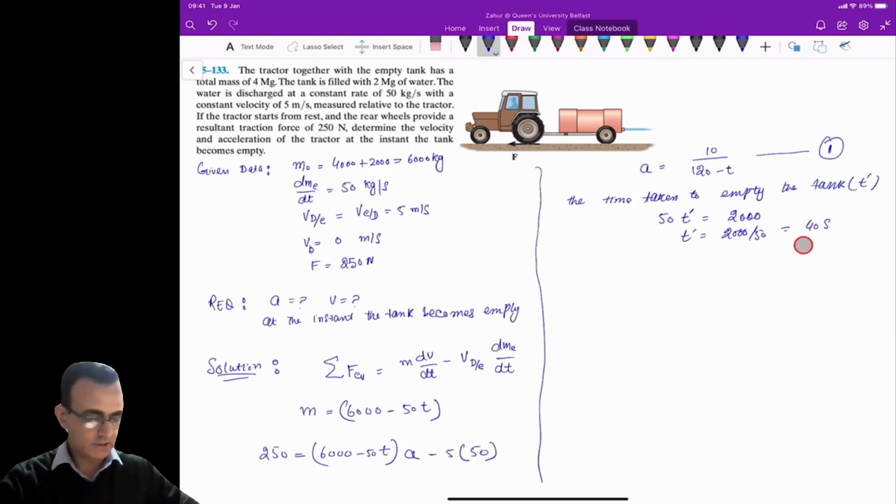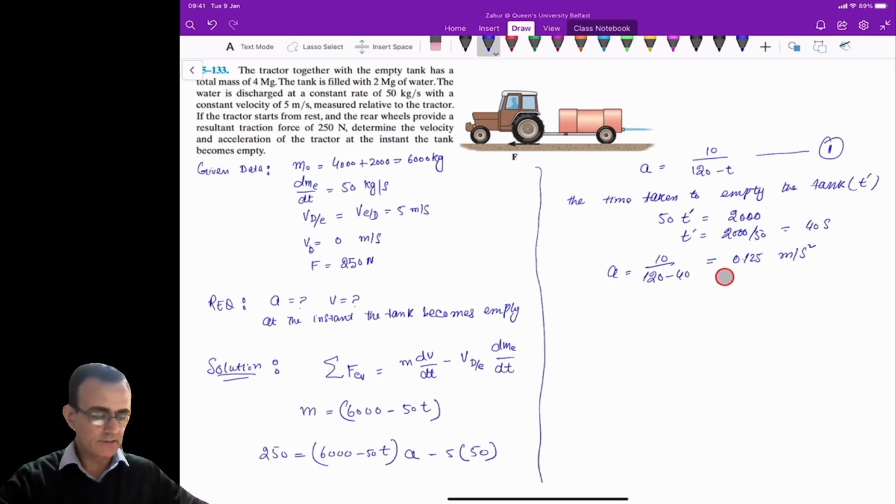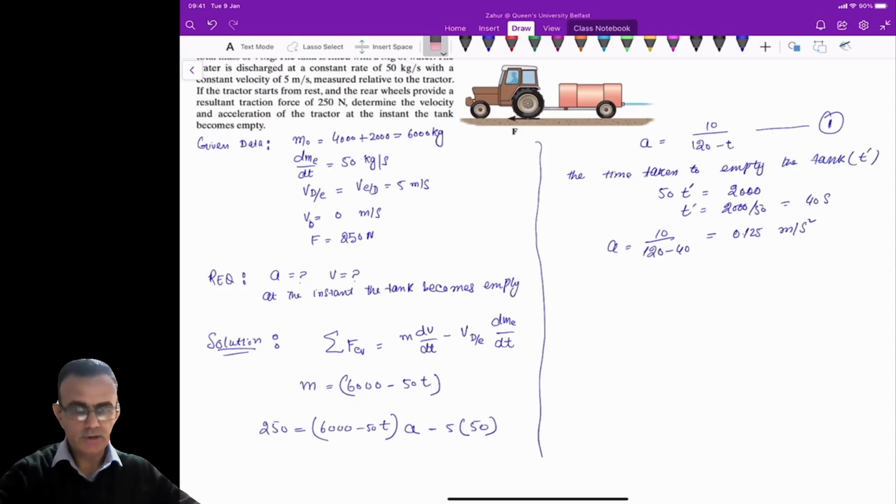So if you put 40 in this equation here, a will become equal to 10 divided by 120 minus 40. So the acceleration will become equal to 0.125 meter per second square. So this is the acceleration that we get here, which was the first thing. And now we need to calculate the velocity here. To calculate velocity, we will integrate this equation with respect to time, because the acceleration is not constant, so we cannot just use the straightforward equation. So we need to do a proper integration here.